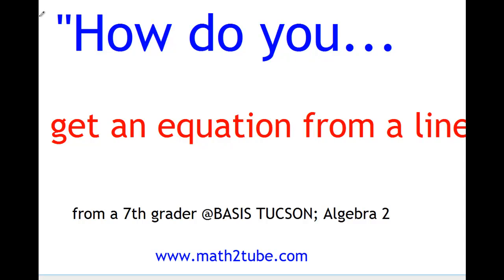A student texted me the question: how do you get an equation from a line? She is a 7th grader in Algebra 2 at BASIS in Tucson, Arizona.